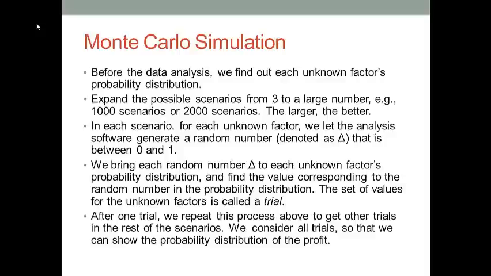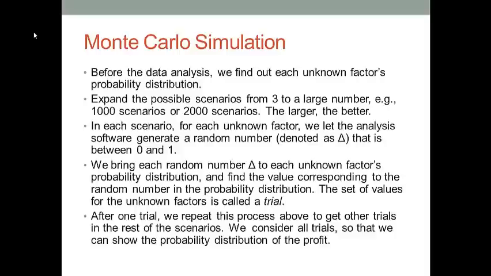After the first trial in the first scenario, we can repeat the same process above to get other trials in other scenarios. We consider all trials when we predict the profit, so that we can show the probability distribution of the profit. Some classmates may have a question. Why do we want the software to generate a random number for each unknown factor in each scenario? What is the benefit of using the Monte Carlo simulation?